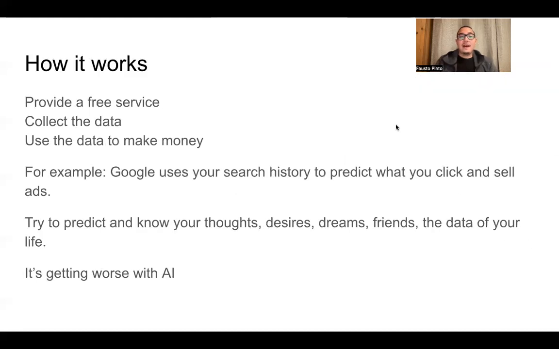How it works, they provide us a free service. They collect our data. They use our data to make money. For example, Google uses your search history to predict what you click and sell ads. Google tries to predict all your thoughts, your desires, your dreams, your friends, everything in your life. Sometimes when you try to type in Google and it predicts it right away, it's so spooky. It's like, are they listening to me? Are they hacking me?